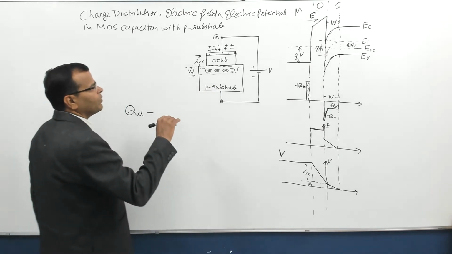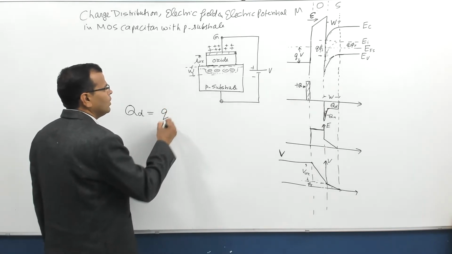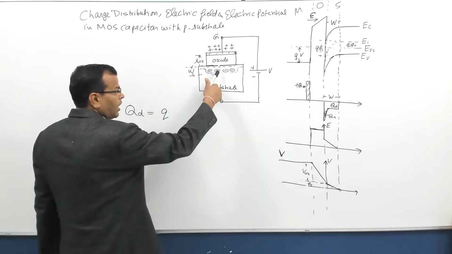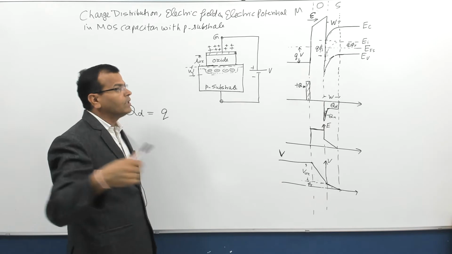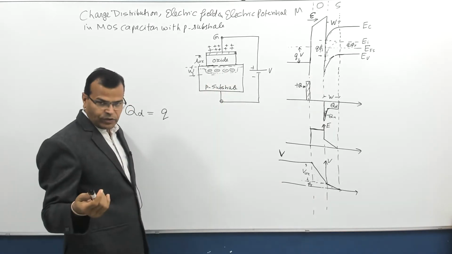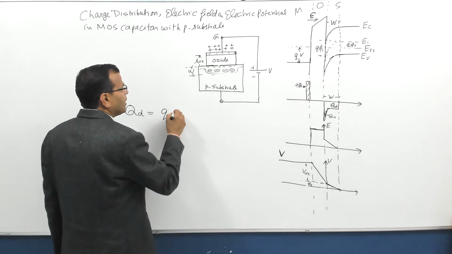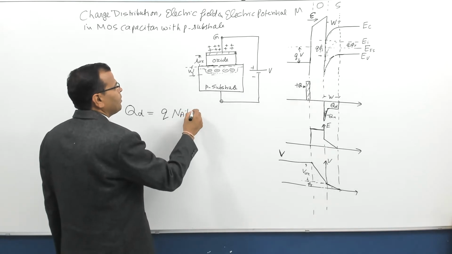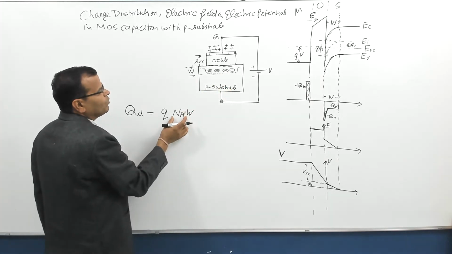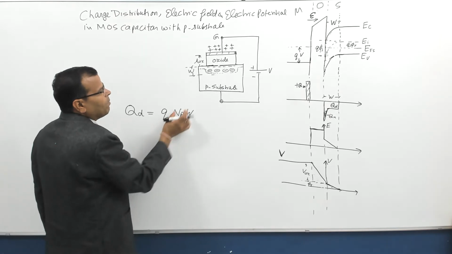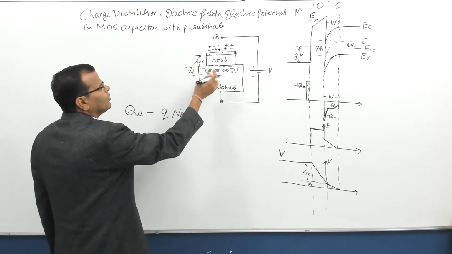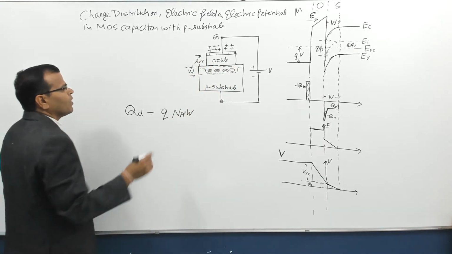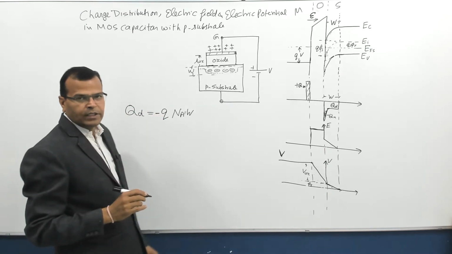The charge per unit area of the depletion region is given by Q, the charge of each acceptor atom, that is negative charge, equal to 1 electron charge, multiplied by the acceptor impurity concentration, multiplied by the width of the depletion layer. This is the charge per unit volume; multiply it by the width and you will get the charge per unit area of the cross section of the capacitor. This is negative here, right?